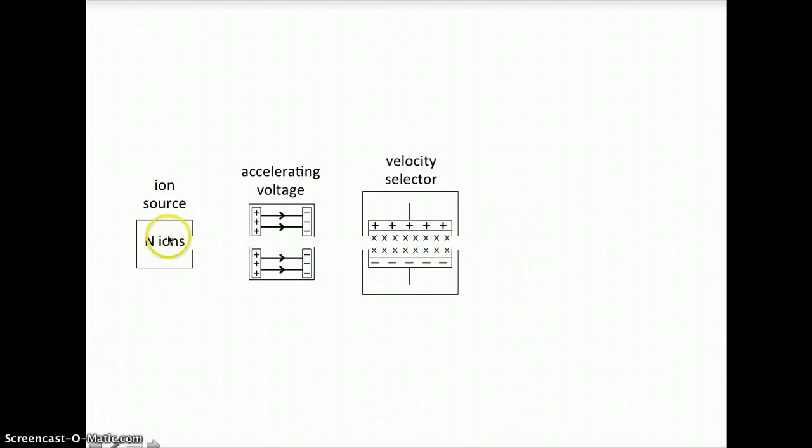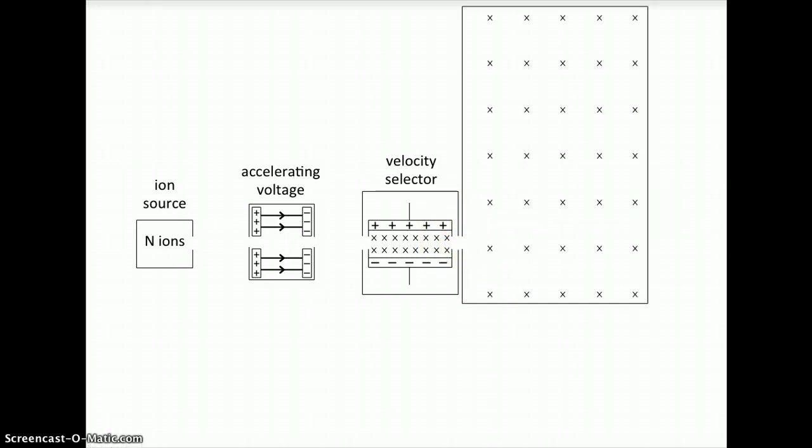Okay, so ions are produced, they're accelerated. We only let one specific speed get through. And then those ions, which make it through, enter a large magnetic field. This magnetic field is also into the page, like this one. At the edge of this magnetic field region, there is a detector, which detects ions.